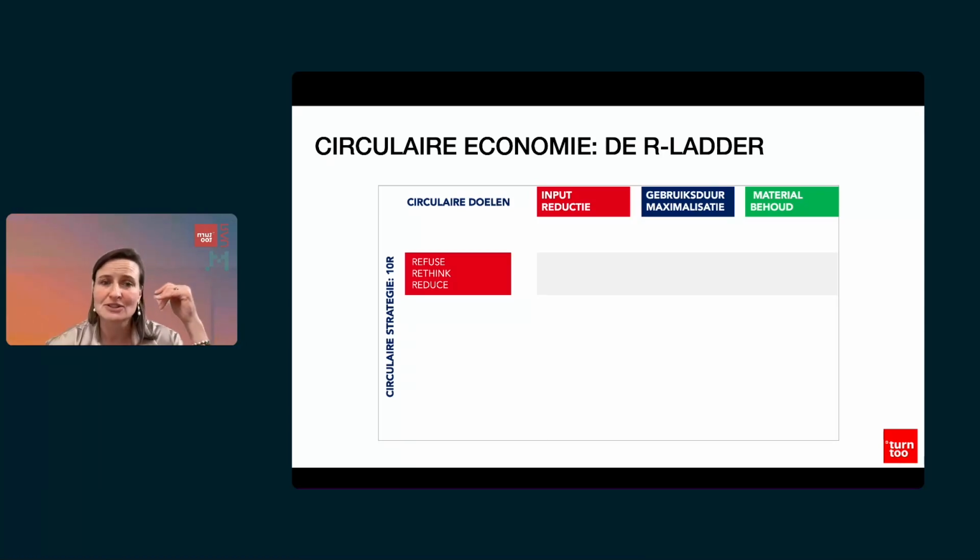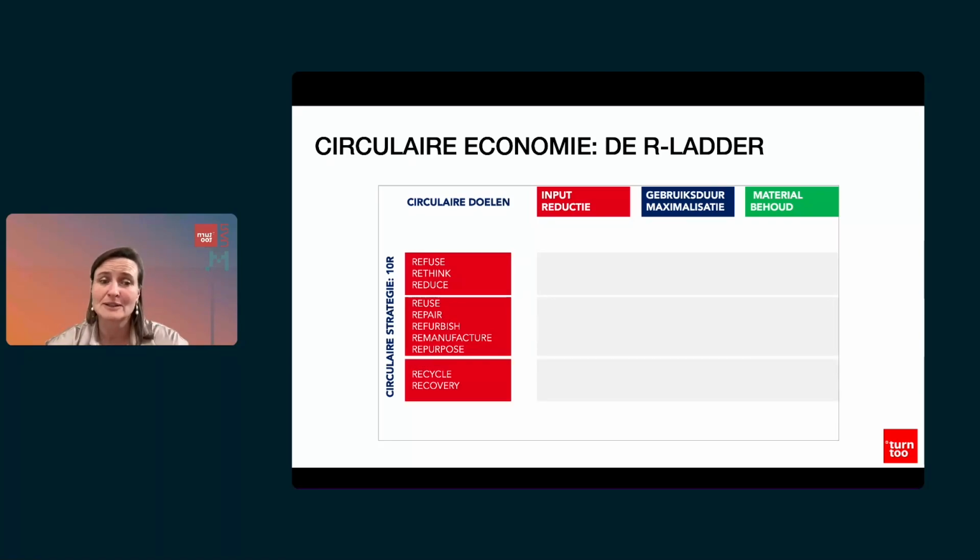And that is very much a phase where you as designers have a lot of impact on how you design your buildings, the parts of your buildings, so that they adhere to these principles. Then you have reuse, repair, refurbish, and remanufacture, or repurpose, which means that you have to make sure that the buildings you design are prepared for these strategies as well. And at the end, you have recycle and recover.